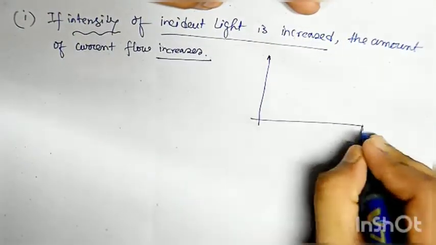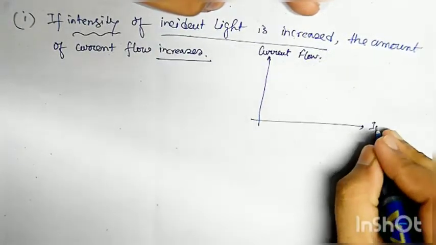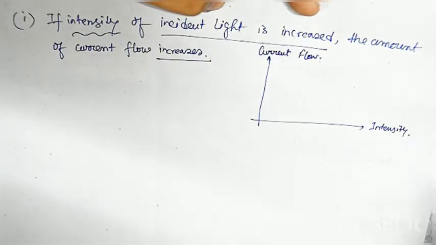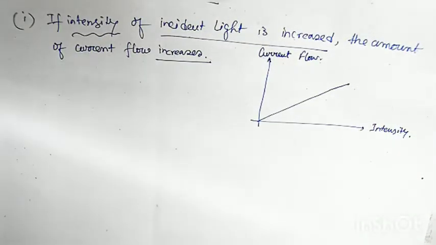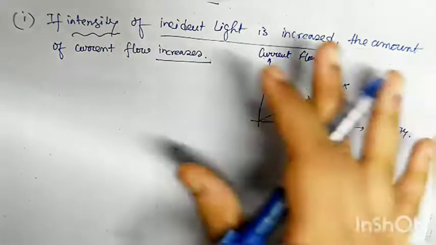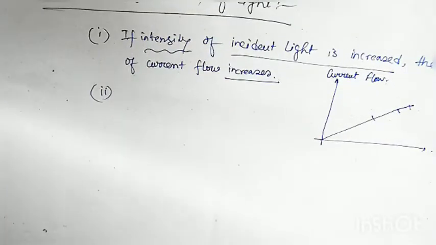Means that graph is proportional. If you just increase the amount of intensity, the value of current flow will keep on increasing. I hope it is clear. Now, one more thing is that now Hertz and Leonard also tried to find out more characteristics of these electrons coming out of their negative surface.